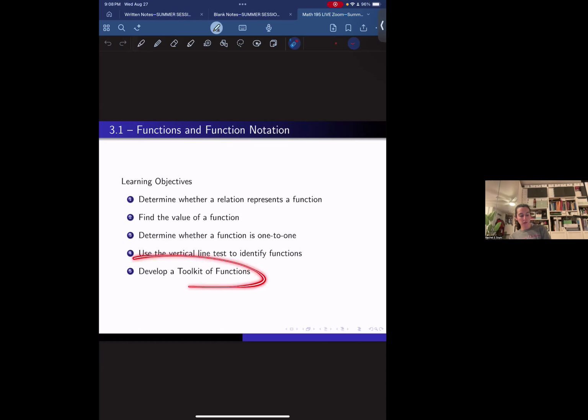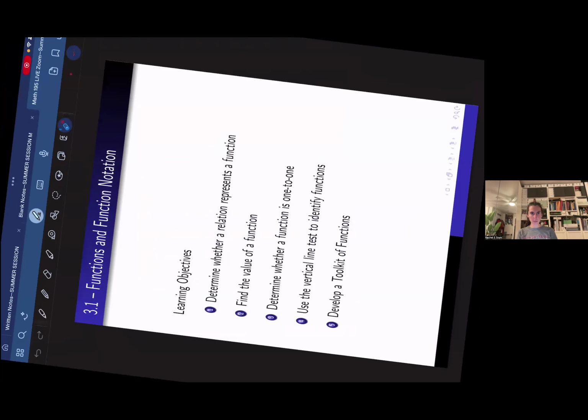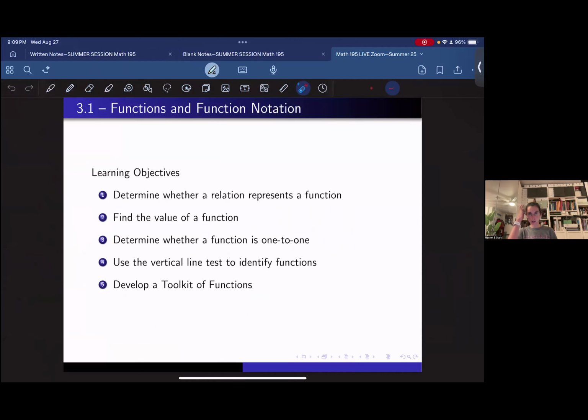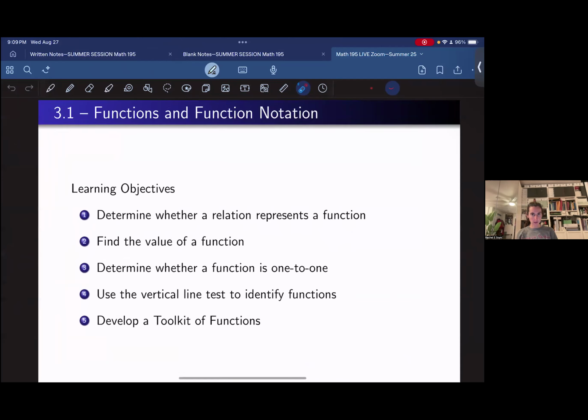And then finally, our fifth objective, we'll be able to really hone in on our toolkit functions, aka our parent graphs or our famous graphs like x squared, x cubed, the square root of x, the cube root of x, 1 over x, just x, or 1 over x squared, and what those look like from a visual standpoint. So let's jump into it. And I'm actually going to make this a little larger so you guys could see everything a bit better.